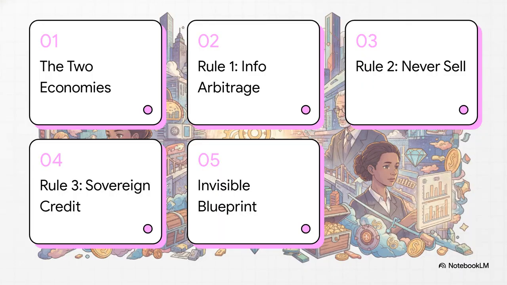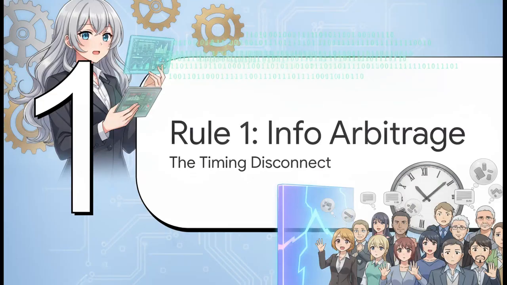So here's our roadmap for this explainer. We've just touched on the two economies. Next, we'll break down Rule 1, Information Arbitrage, followed by Rule 2, Never Sell, and Rule 3, Sovereign Credit. Finally, we'll wrap it all up with your invisible blueprint. All right, moving right along to Rule 1.